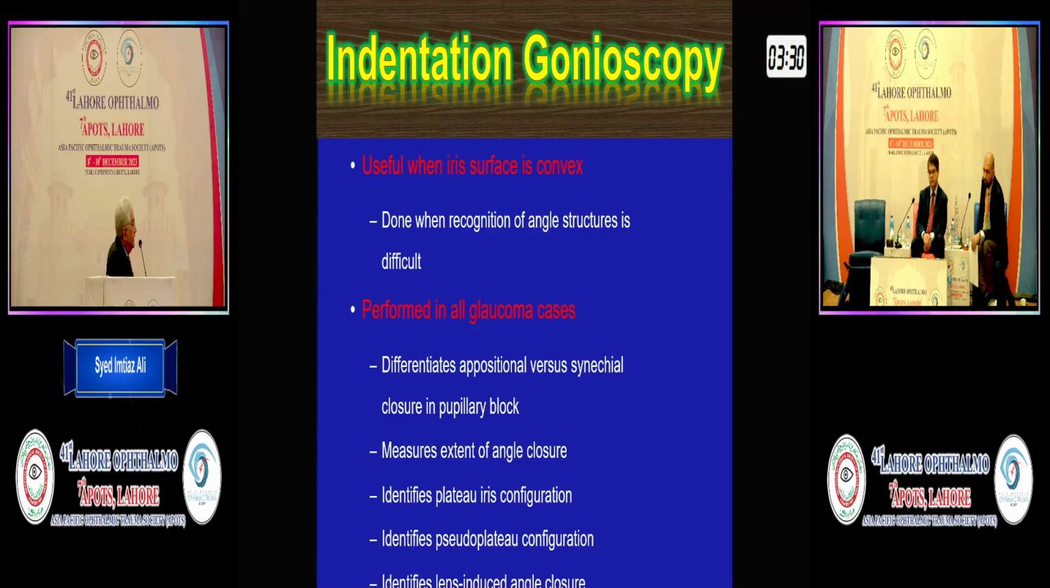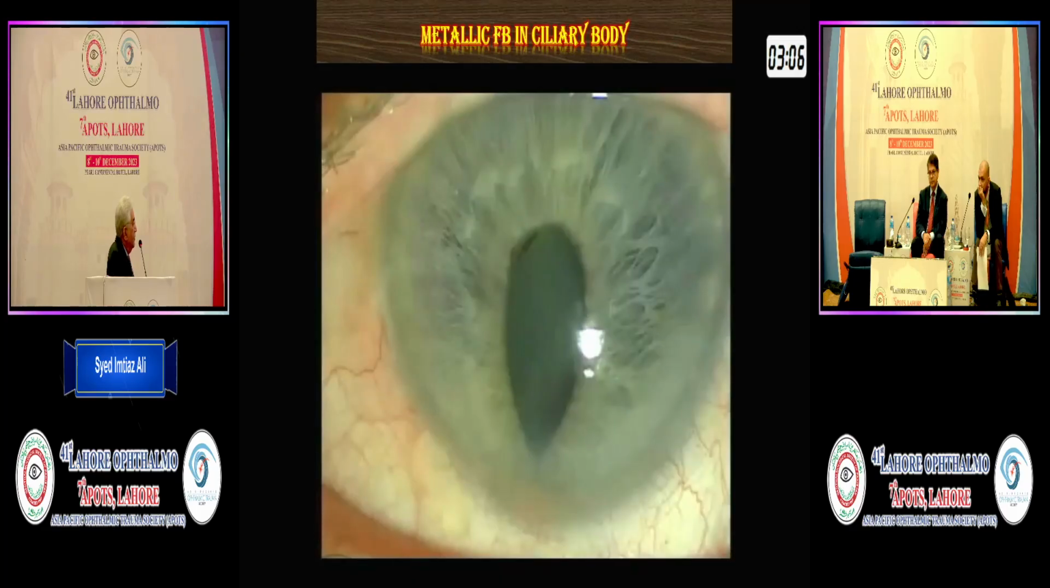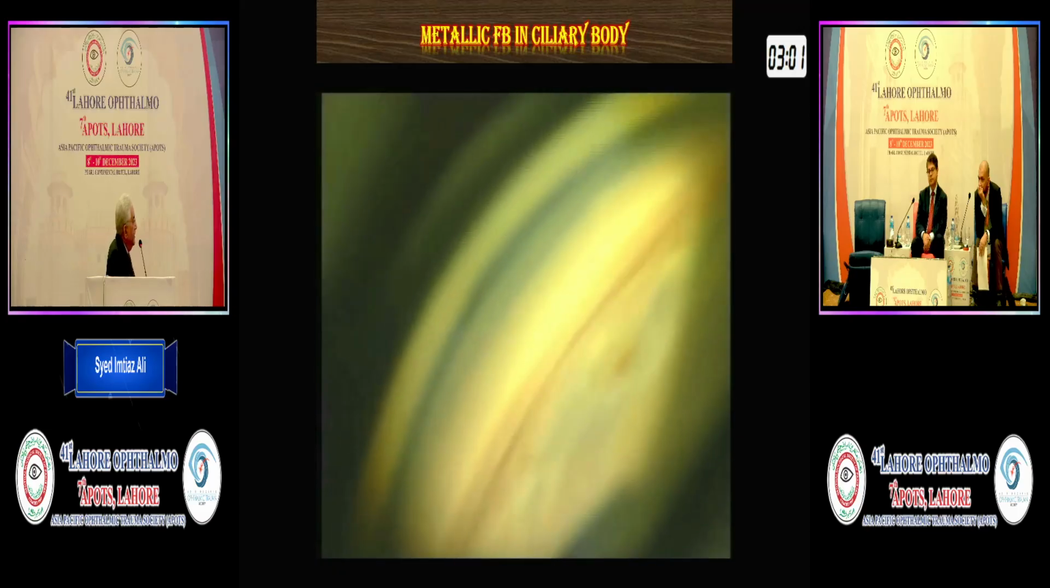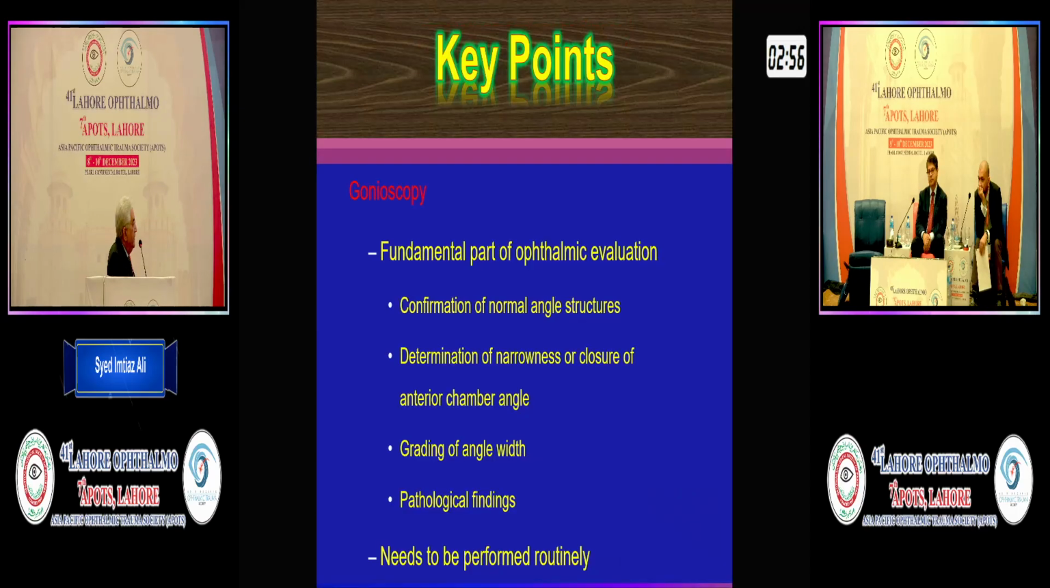Indentation gonioscopy must be done. It is useful when the iris surface is convex, when recognition of angle structures is difficult, and it is performed in all glaucoma patients. It differentiates appositional versus synechial closure, measures extent of angle closure, identifies plateau iris configuration, pseudo plateau configuration, and lens-induced angle closure as well. So you can see this is a metallic foreign body embedded and was detected on gonioscopy there. You can see the rust around it.